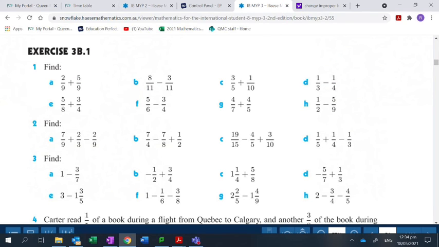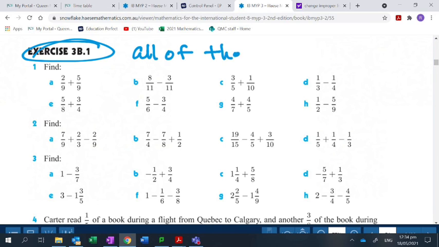All right. So for your homework, you're going to do exercise 3B1. All of them. You should be able to calculate, add, and subtract in your sleep. 3B1. What page is it? What page does it say it's on? Page 54. Okay? Go. You can get most of it done now if you'll just get it done.